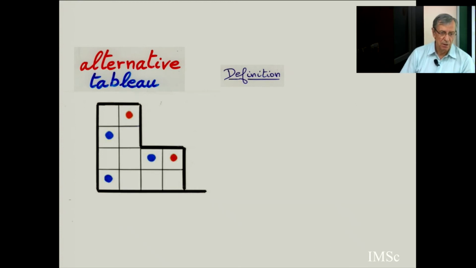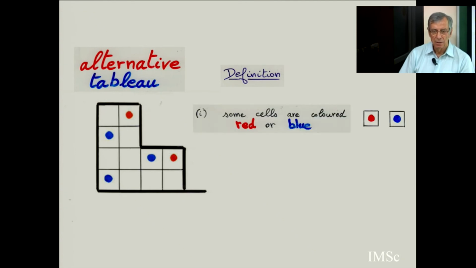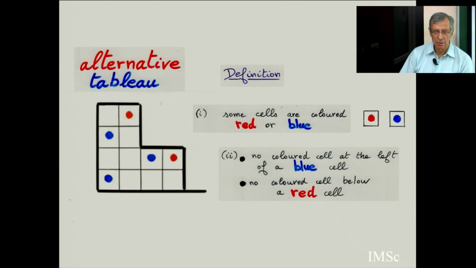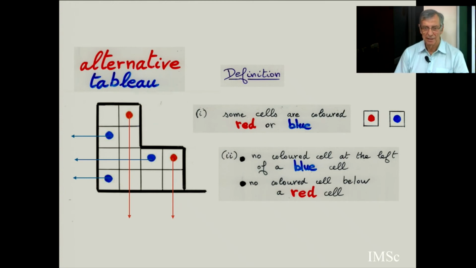And the definition of an alternating tableau. You put some color in the cells, some blue, some red, with two conditions. There is no colored cell on the left of a blue, and there is no colored cell below a red cell. Again, this is in the French notation. So on the left of a blue, you see there is nobody. Below a red, there is no colored cell, and I call this an alternating tableau.